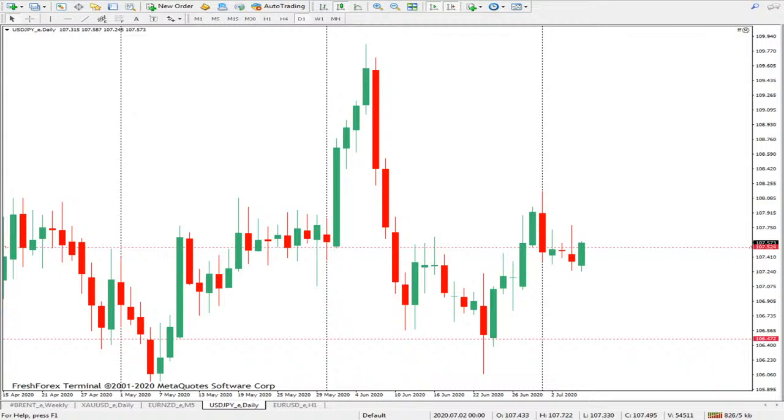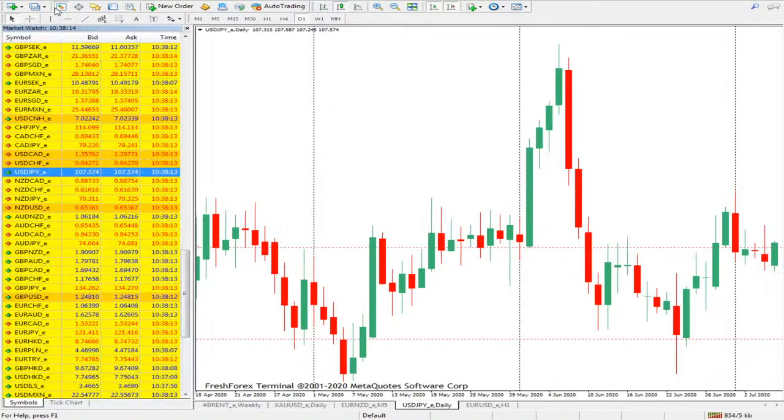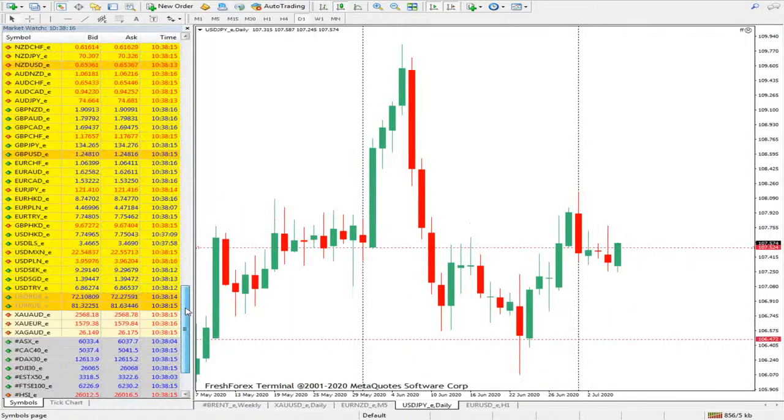Expect price to proceed downwards up to around 106.472. So if you sell it here, have your stop loss above this high, and then your take profit needs to be here, 106.472. The next chart we'll look at is Brent oil.